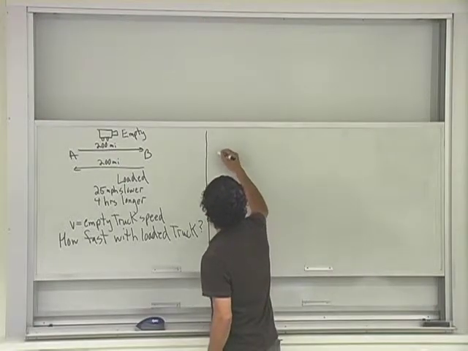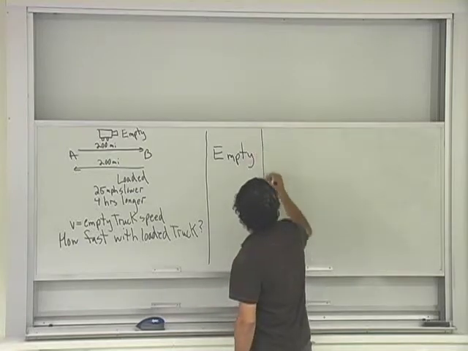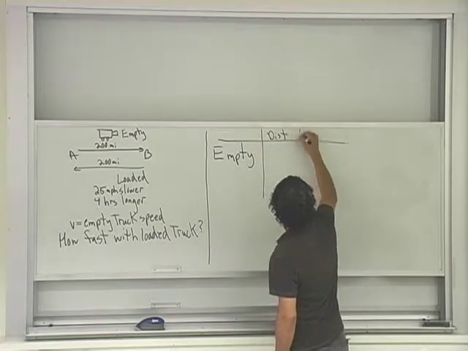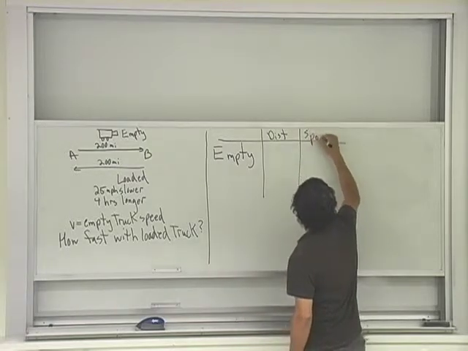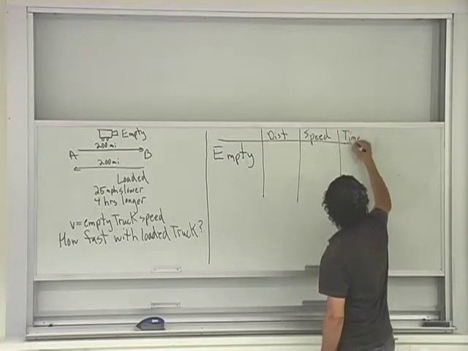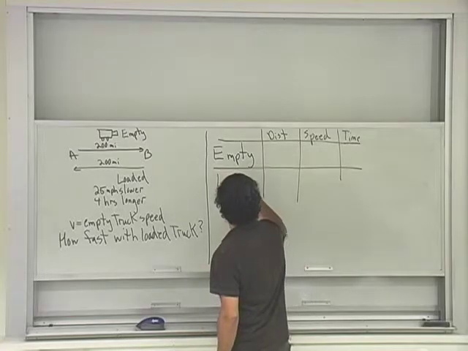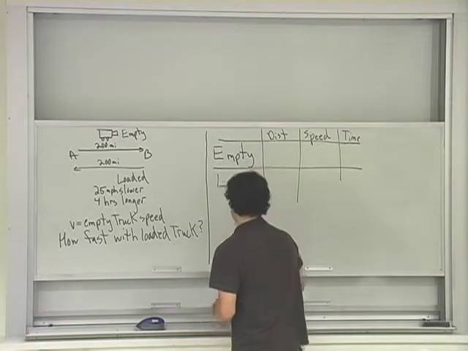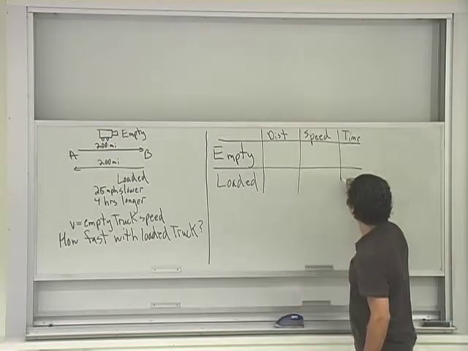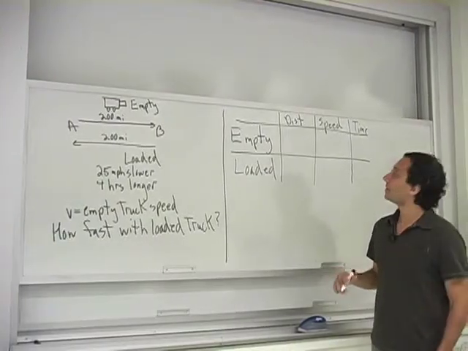So let's see. We have the empty truck. That'll have information for distance, speed, time. And then we have the loaded truck. Again, distance, speed, and time. OK, let's see what we can fill in, see if it gets us anywhere.